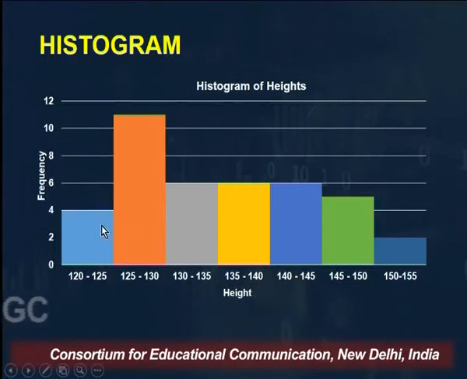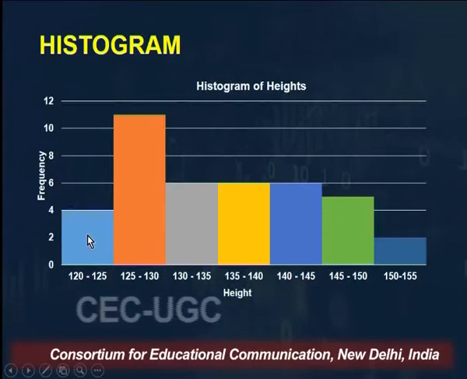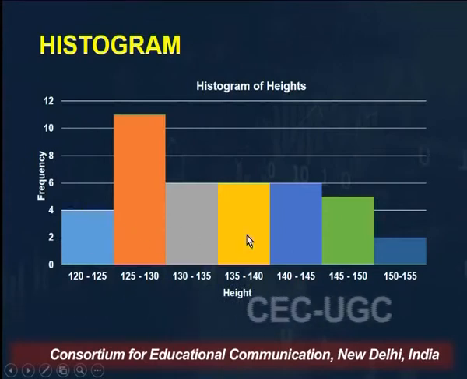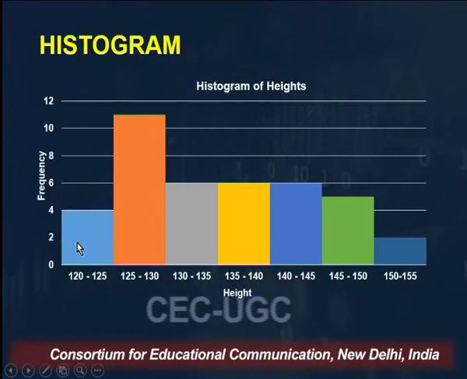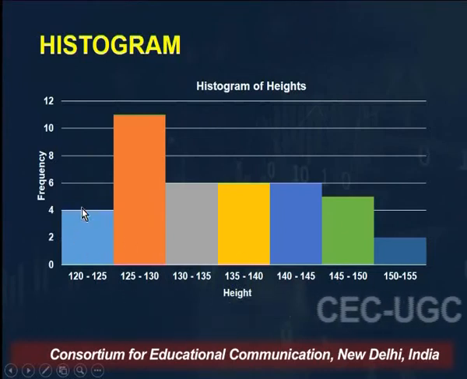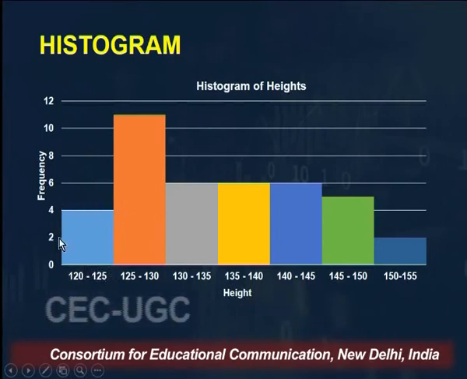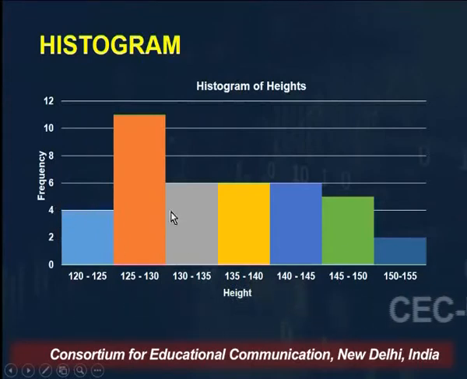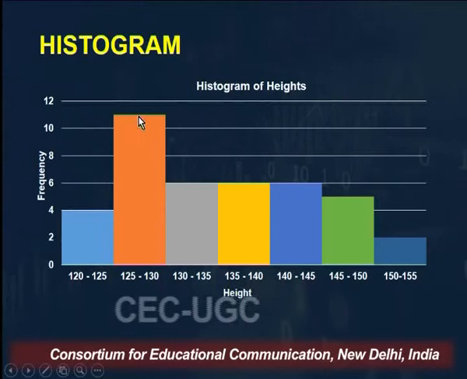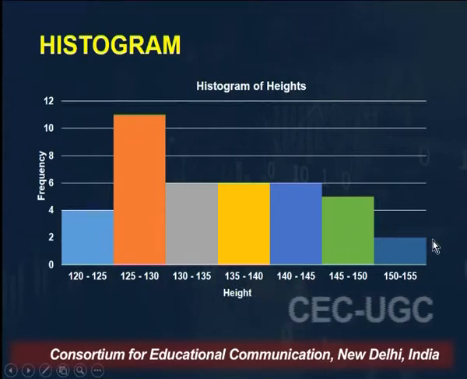As I said, we had considered 7 class intervals: 1, 2, 3, 4, 5, 6, 7. So there are 7 rectangles that we have drawn, and the first class interval had the frequency 4. You can see that over 120 to 125, this blue rectangle that I am erecting over it is of height 4. Similarly, these 3 were of height 6, and this was 11, and then the last one was maybe 3 or I think it was 2.